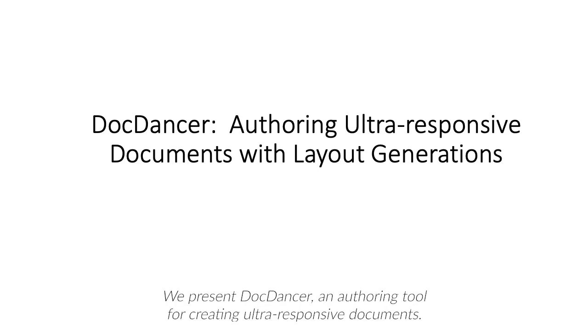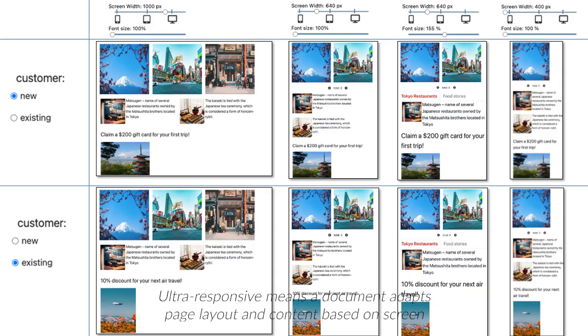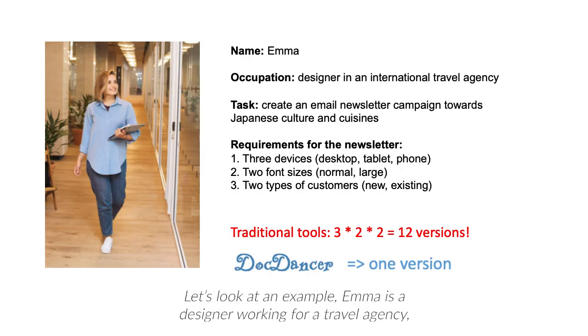We present DocDancer, an authoring tool for creating ultra-responsive documents. Ultra-responsive means a document adapts page layout and content based on screen width and additional contextual factors, such as font size and customer types. Let's look at an example.